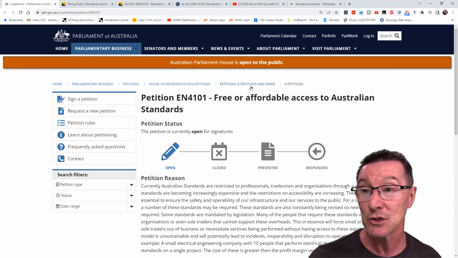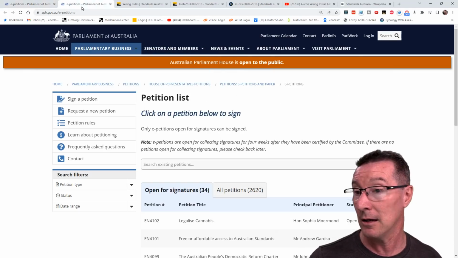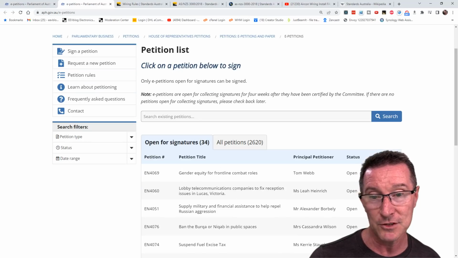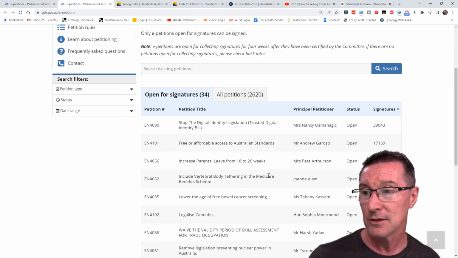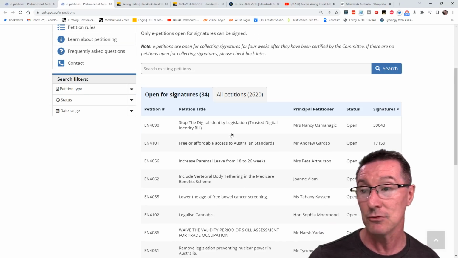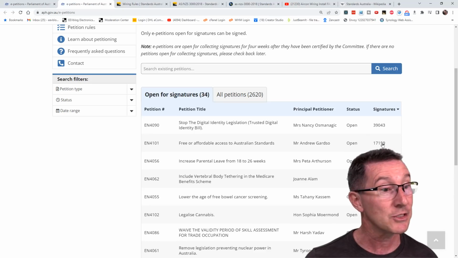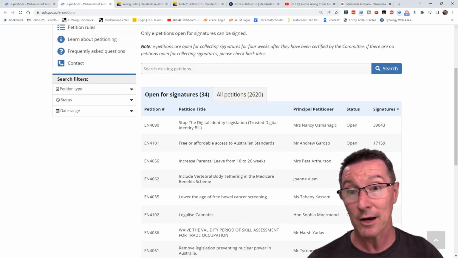I believe it's one of the leading petitions at the moment. If we search for signatories down here, stop the digital identity legislation. Oh, I have to check that out. It's second. So please, let's get this one right up there.